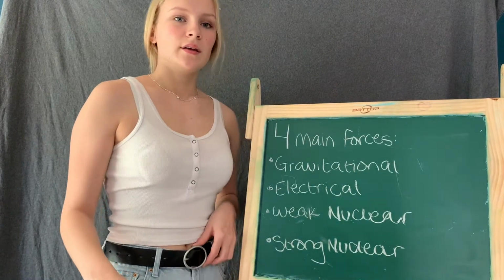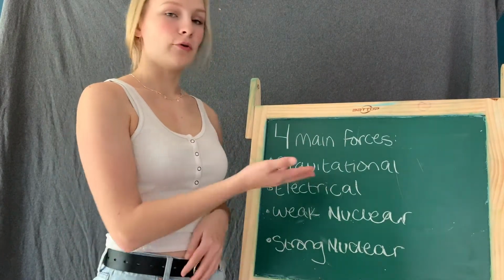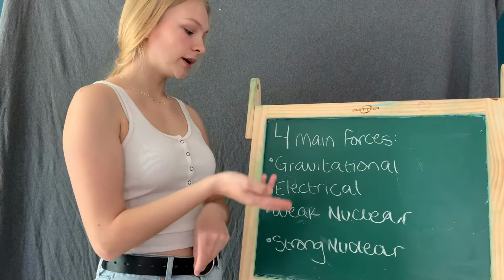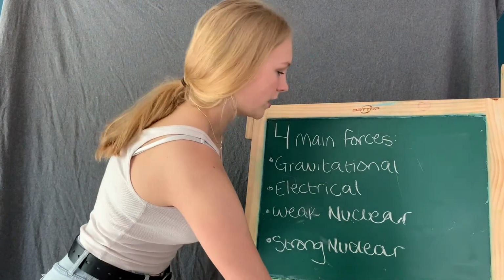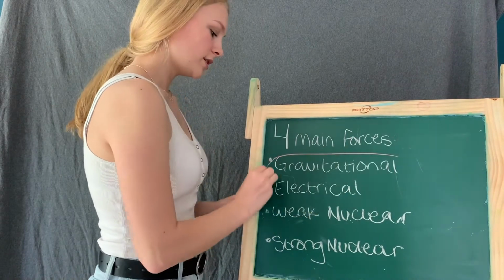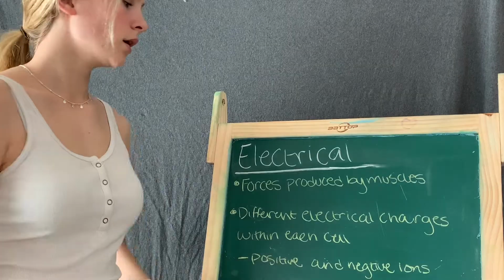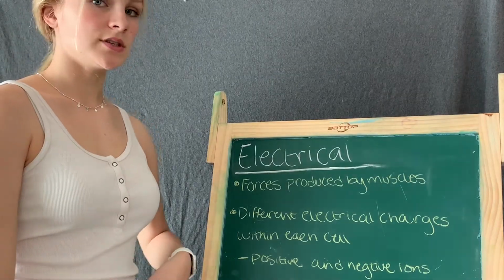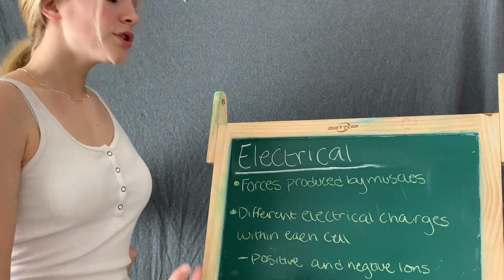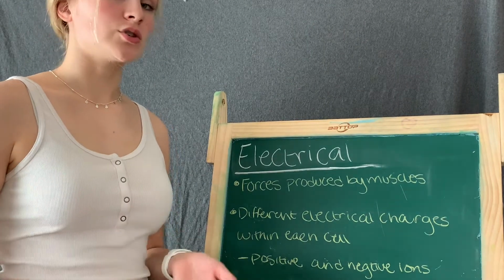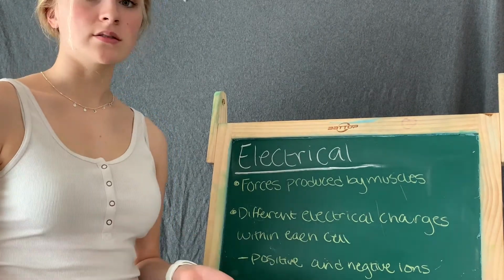We can break the basic elements of physics down into the four main forces: gravitational, electrical, weak nuclear, and strong nuclear. However, when we're dealing with the body, we're only going to be discussing gravitational and electrical forces. To understand the physics of our muscles, we must understand the electrical charge behind our muscles that allows us to move. So the forces produced by our muscles are because of the electrical charges that are produced by our cells.